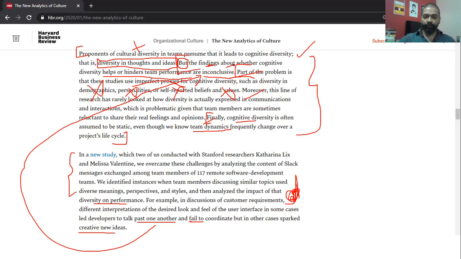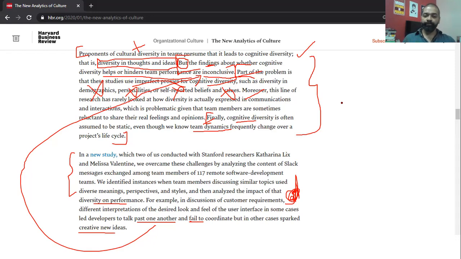But the findings about whether cognitive diversity helps or hinders team performance are inconclusive. Okay, part of the problem is this, and then moreover, this line of research has this problem, and finally, cognitive diversity is assumed. So we don't know. Basically, the argument the author is trying to make across the whole paragraph, from top to bottom, is: hey, we have done some research, but the research is useless. Okay, not exactly useless. Inconclusive doesn't mean useless. Inconclusive means that we can't be sure.